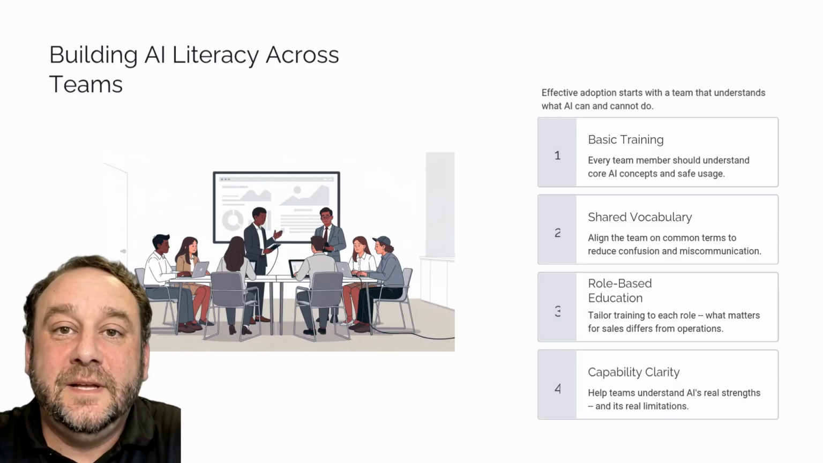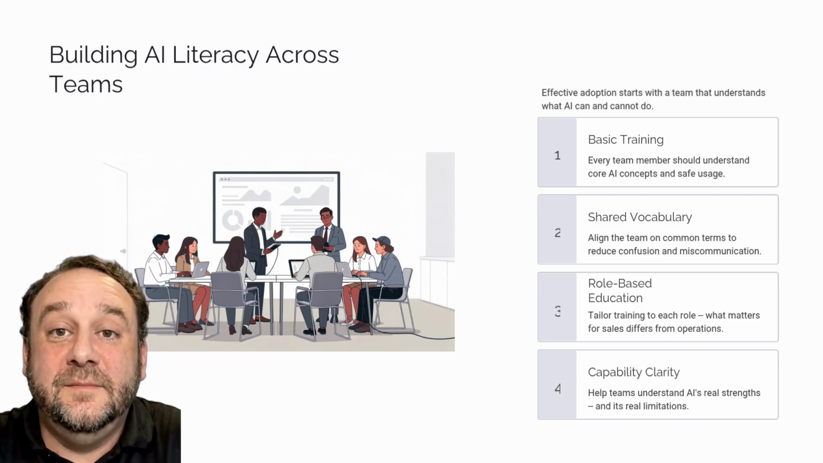AI literacy means helping people understand what AI is good at, what it is bad at, and how to use it appropriately in their work. Without that foundation, adoption becomes uneven and confusion spreads quickly. Building literacy does not require turning everyone into a technical expert. It means giving teams a shared vocabulary, a basic understanding of capabilities and limitations, and practical examples tied to their roles. Sales teams need different training than operations teams.